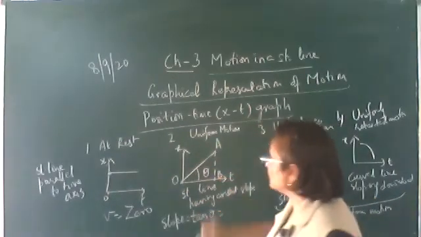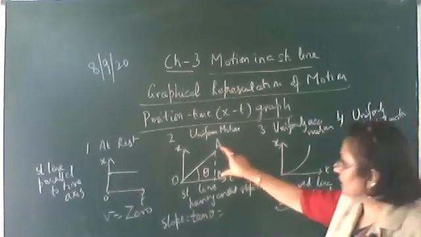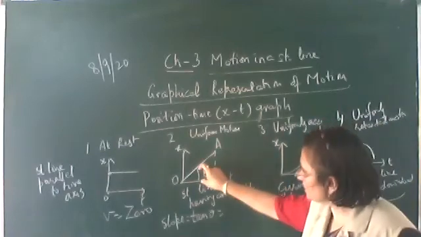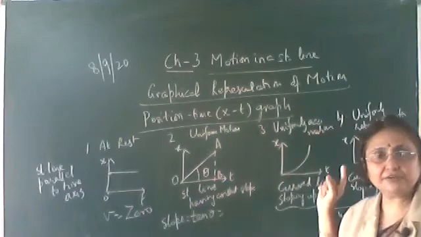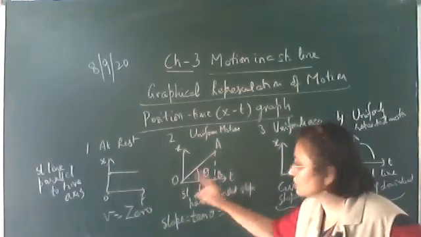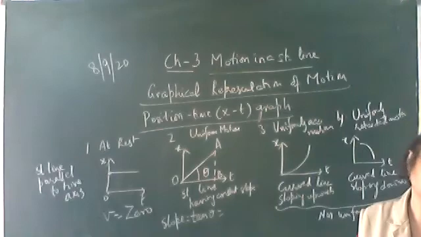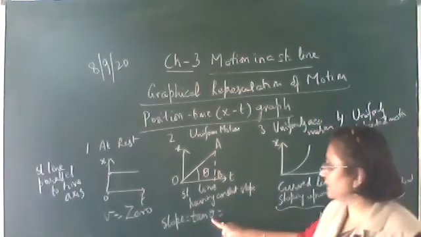So OA is the line. We consider any triangle. You can consider a small triangle, a big triangle, any triangle. As the slope is constant, so the speed is constant. Okay, so it means its speed is constant.